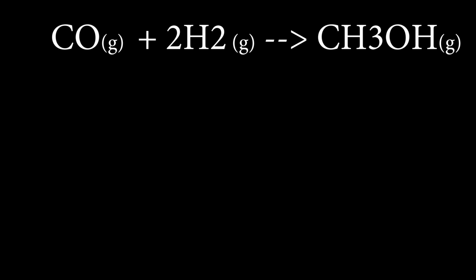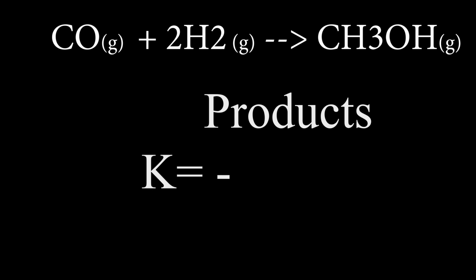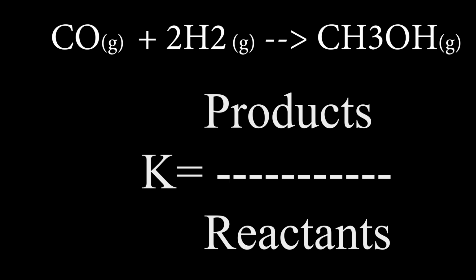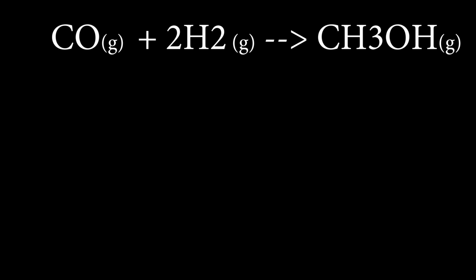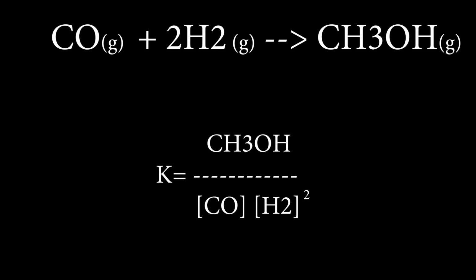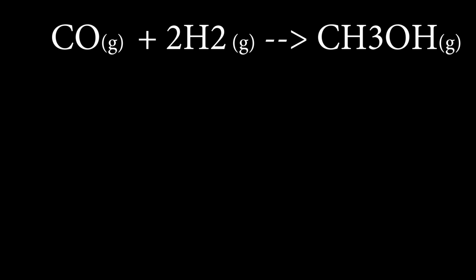Next is setting up this expression. Since we know that the expression is K equals products over reactants, we can easily plug in our elements because they are all gases. If one of the elements wasn't a gas or aqueous, we wouldn't use it. What we should have is K equals CH3OH over CO2 times H2 squared. It's squared because 2 was the coefficient.